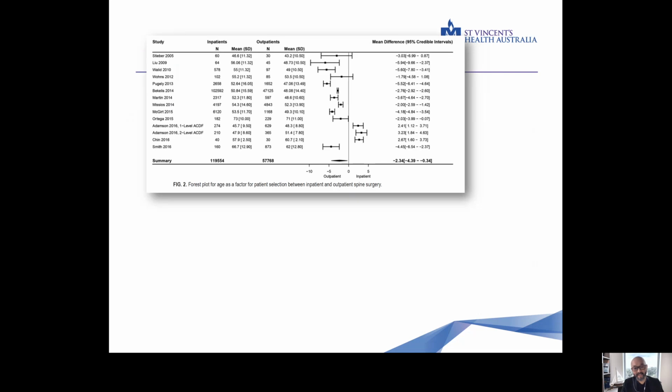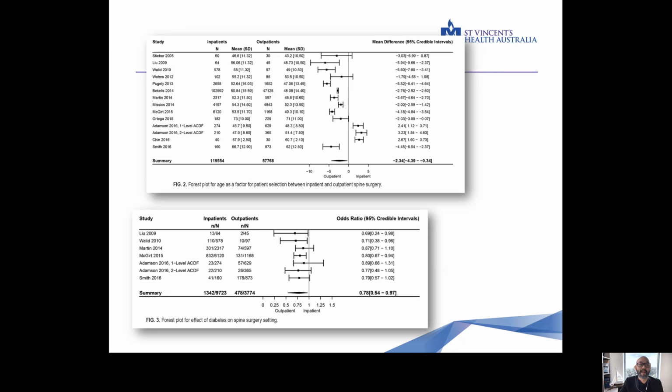Well, why is that? If you look at the data, you'll find that patients who are done in the outpatient setting tend to be younger overall. And so that's a patient selection factor, not the setting factor. And secondly, if you look at those patients, there's a lower incidence of diabetes as well. So there were the two key findings.